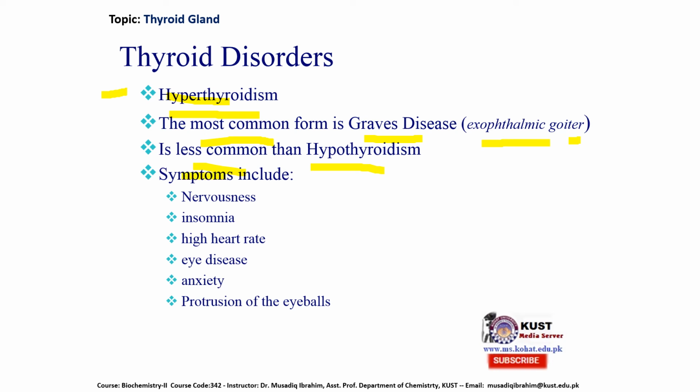Now the symptoms which can occur as a result of hyperthyroidism include nervousness, that is not being able to decide in a clear manner, insomnia, that is sleeplessness, high heart rate, also known as tachycardia, eye disease, so infection in the eyes, anxiety or sometimes depression, as well as protrusion of the eyeballs. So these are all the symptoms, and if they are happening in a person, it means that he might be suffering from hyperthyroidism, which is taking place as a result of increased or abnormal secretion of the thyroid hormones.